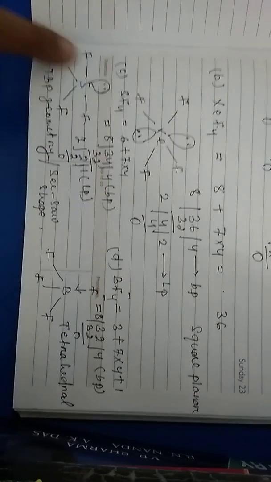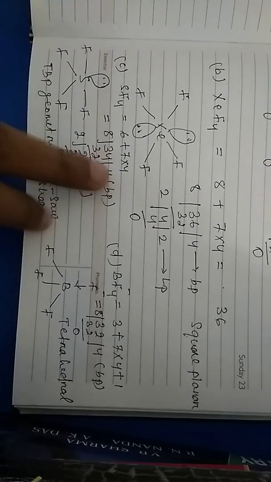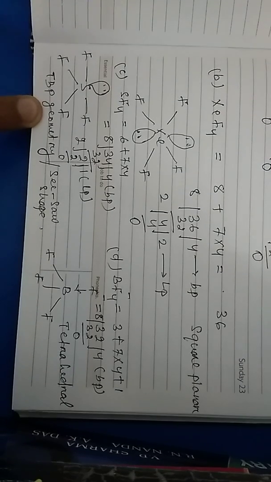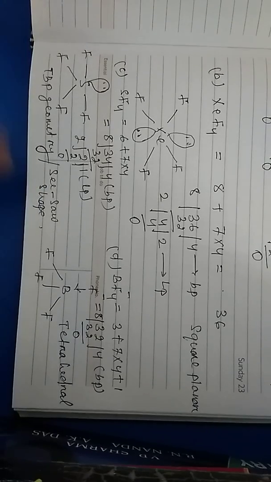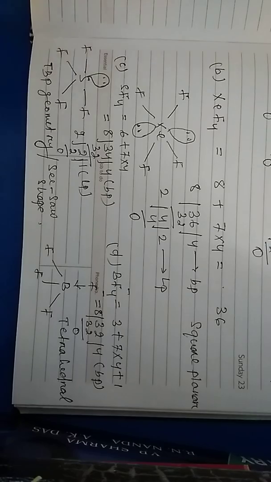The SF4, I already discussed these questions in the previous video. So here SF4 has 4 bond pairs, 1 lone pair. So its geometry is TBP, trigonal bipyramidal, and the shape is seesaw shape. This is the structure of SF4. So SF4 is also a wrong answer.